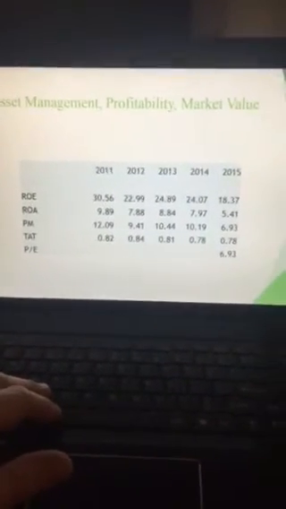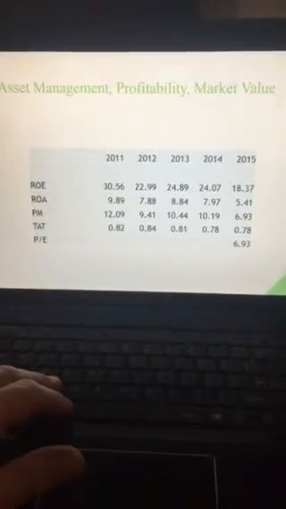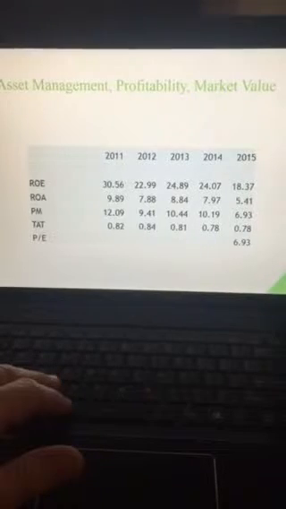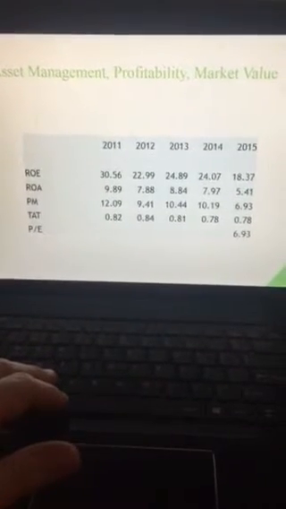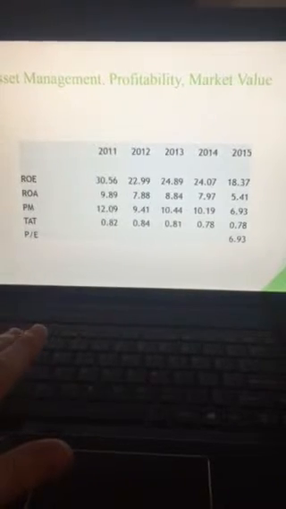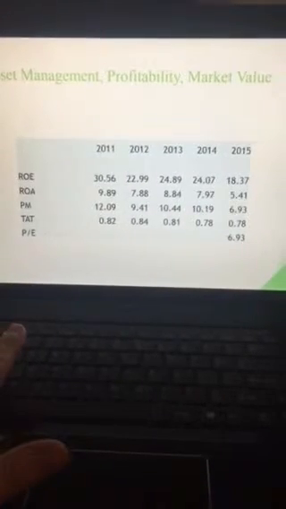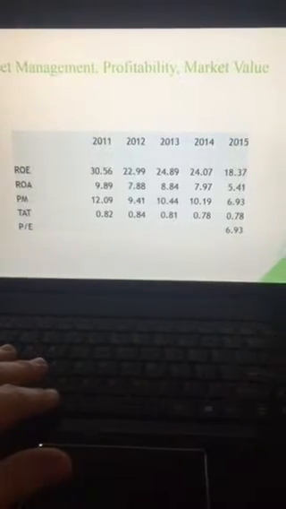All right, so next we're going to talk about asset management, profitability, and market value ratios. You can see your ROE here is steadily declining. That is not looking good because the risk is going up. And ROE, you can think of that as the return that you're going to get back as a stockholder, and it's going down. So that does not look good if I wanted to invest in the company.